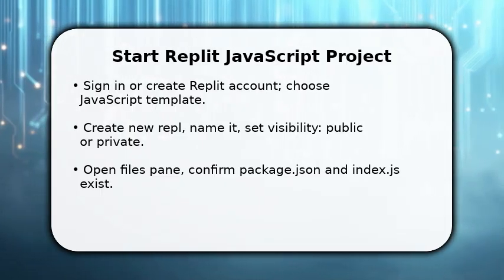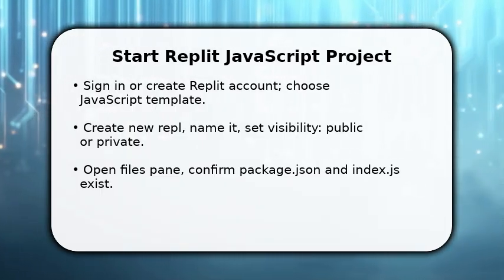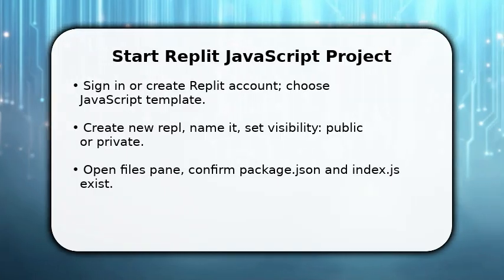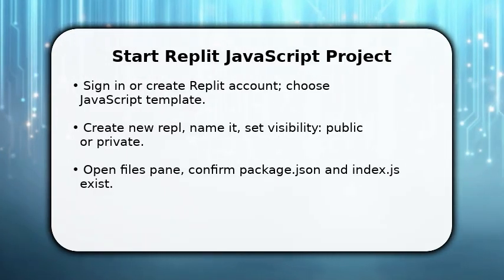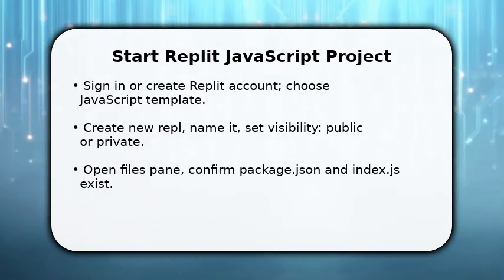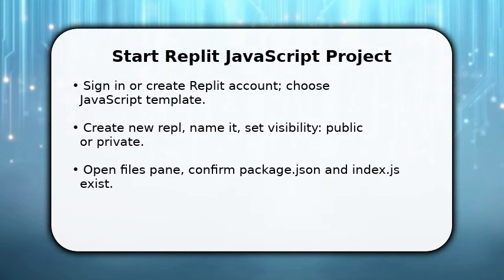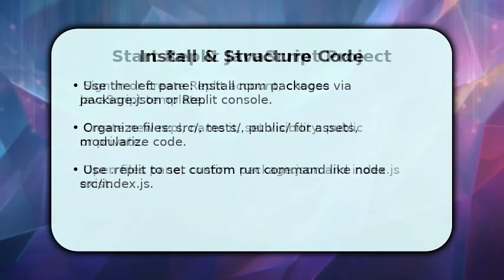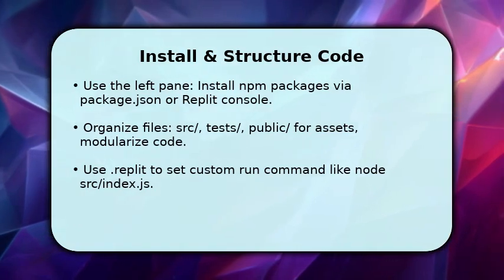Now, focus on the editor, open index.js and package.json if present. This is where you'll write code and declare dependencies. Start with a small console.log to verify runtime. Make sure the Run button appears and that the console is visible so you can see output immediately.